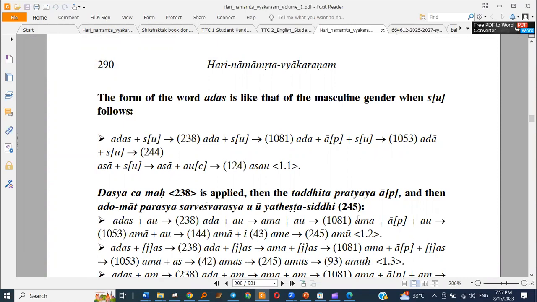The next word is ada. So ada plus su. Padadi Saptanam Sankara Rama applied. So we get ada, and then we apply up by Krishna Nama Lakshmiya. And then su, so ada plus su. The sutra says sa. So by that sutra, the d becomes sa, and it turns into au, so we get asau.